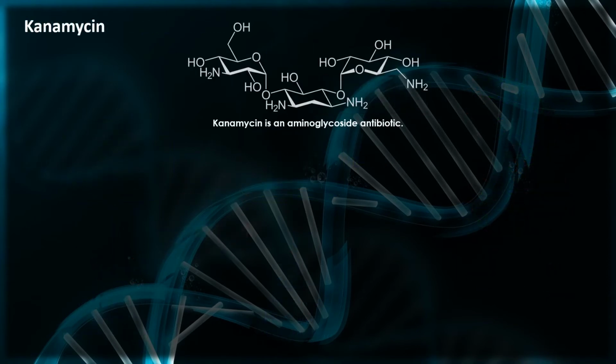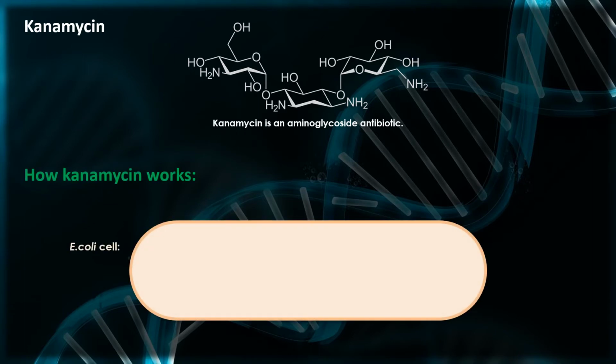Let's talk a little bit about kanamycin. There's a structure of kanamycin. It's a very beautiful chemical structure. And how does kanamycin work? Here is an E. coli cell, and you probably know that in an E. coli cell, the DNA gets transcribed to RNA.